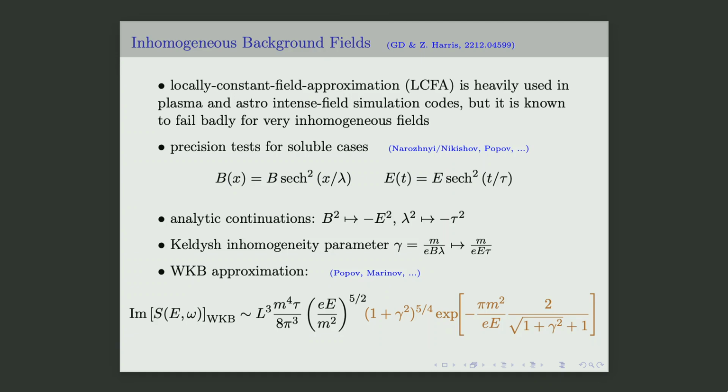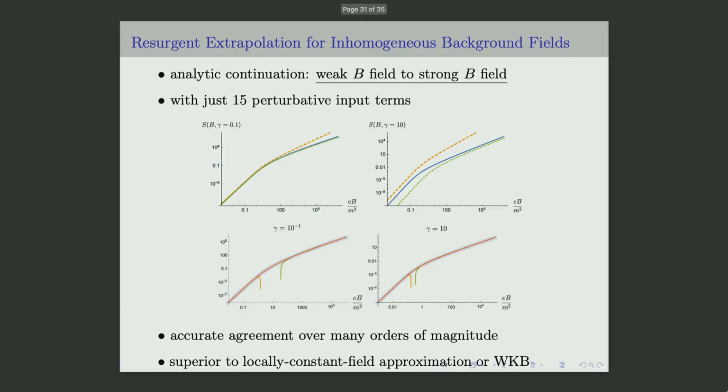You can then generalize this to an inhomogeneous field, and this is important in astrophysics, in plasma physics, and in upcoming laser particle physics experiments, where people use very, very intense lasers. They're very inhomogeneous because they're very intense, and yet all of the simulation codes are built on what's called the locally constant field approximation, which is the leading derivative expansion. And it's well known that that's not good, but nobody had a better idea. And so we applied this resurgent extrapolation not just to the weak field expansion, but in the inhomogeneous cases. And it's just dramatically better.